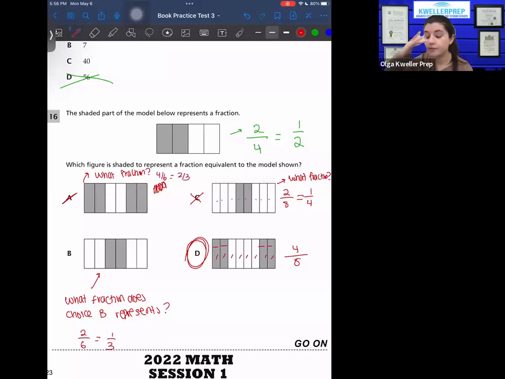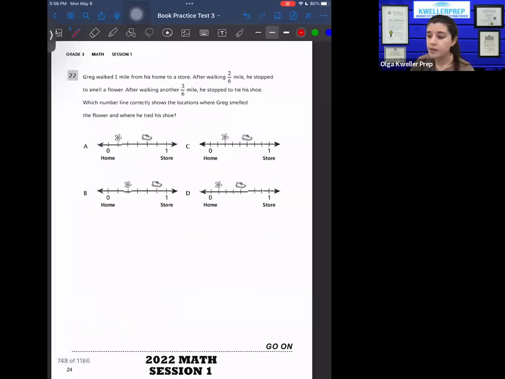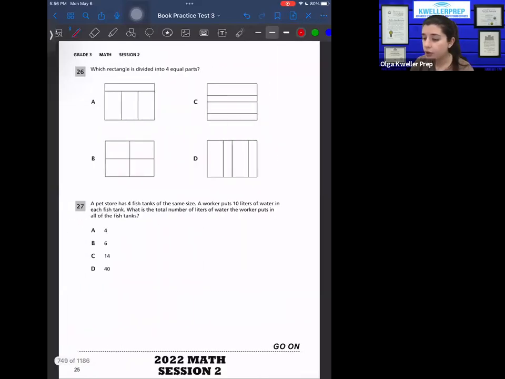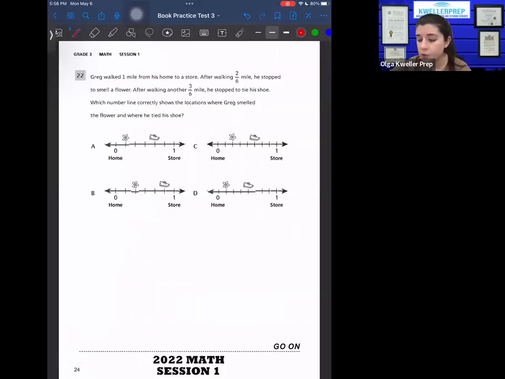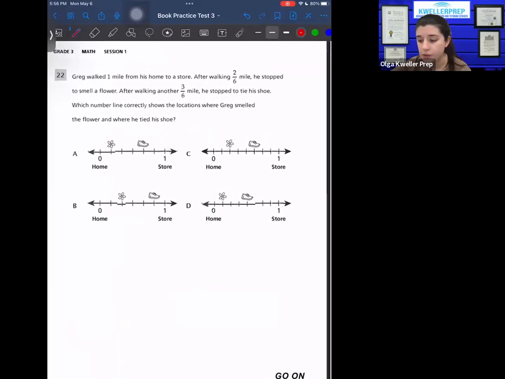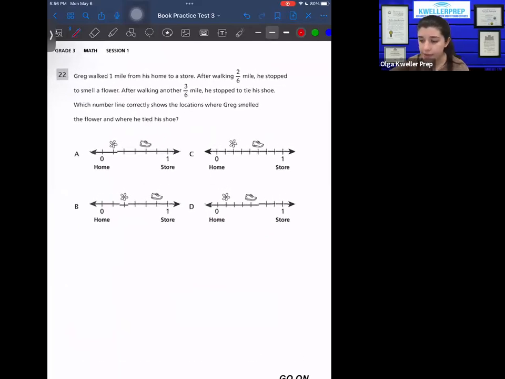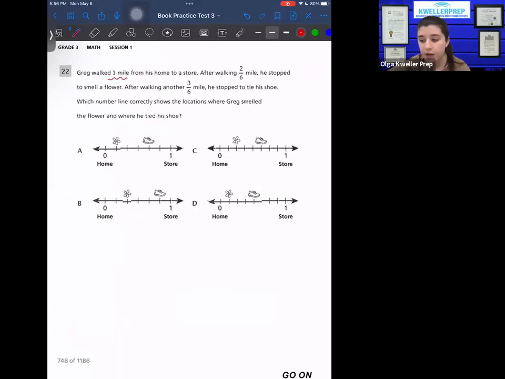Great job, guys. Okay, let's keep powering through. We're almost through with the multiple choice, and then we'll switch to short answers. Okay, so we have Greg walked 1 mile from his home to the store. After walking 2/6 mile, he stopped to smell a flower. After walking another 3/6 of a mile, he stopped to tie his shoe. Which number line shows this correctly?